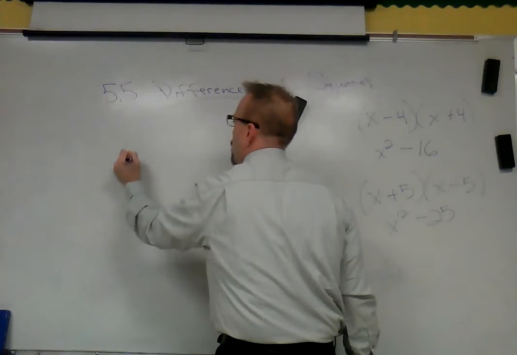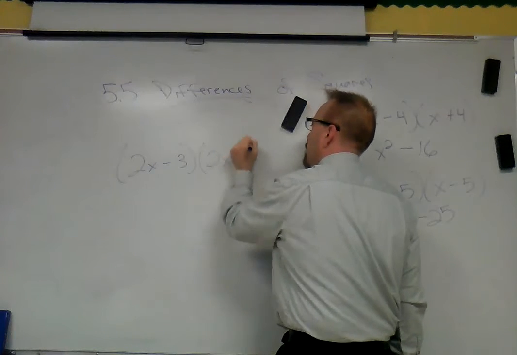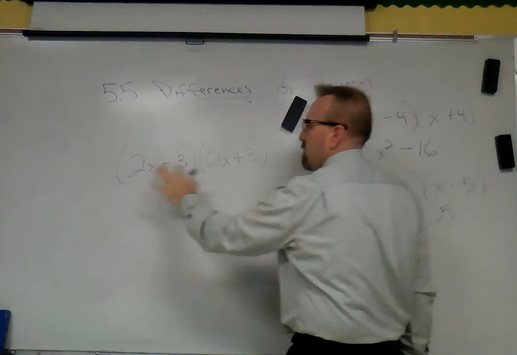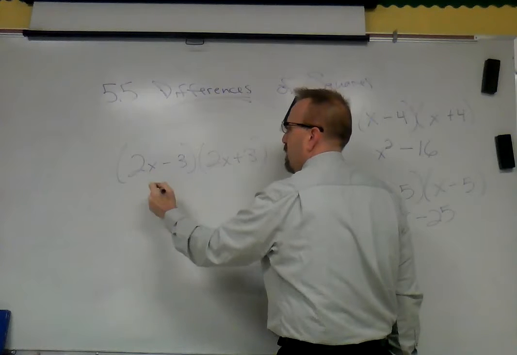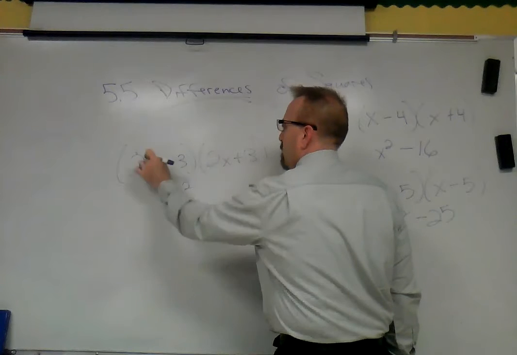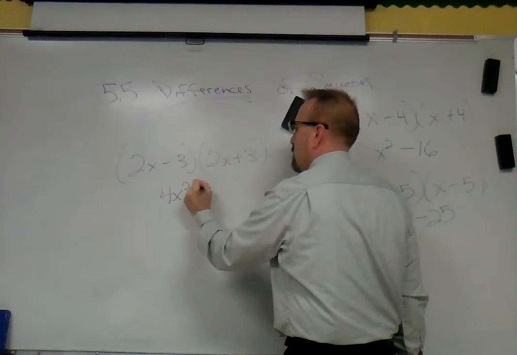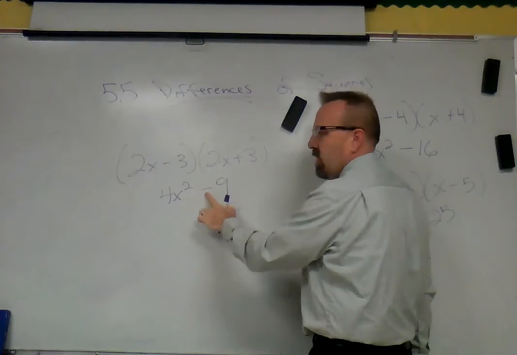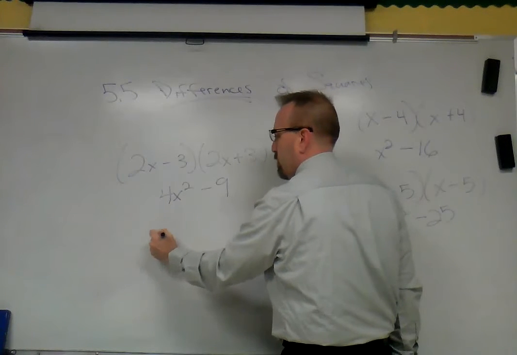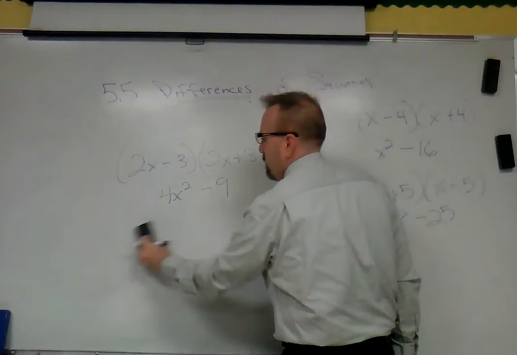Let's say we have a coefficient out there. But again, we have the same numbers, but opposite signs. So what is 2x times 2x? 4, and we have x times x is x squared. The 6 and -6 cancel out. -3 times +3 is -9. So again, we have a difference. Is this a square? The square root of 4x squared is 2x. The square root of this one is 3. So that's the difference of squares.